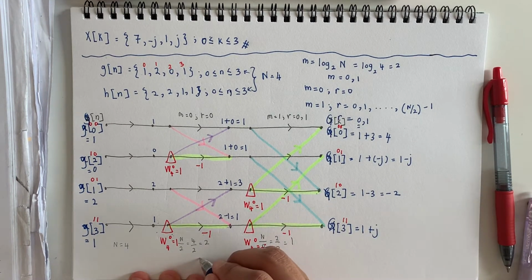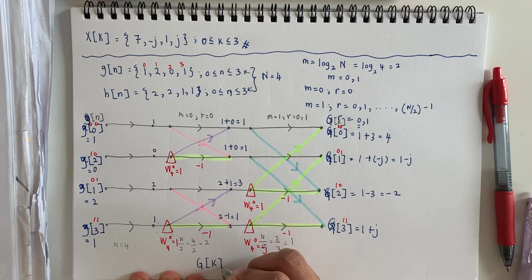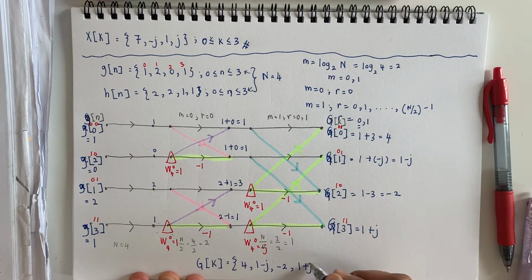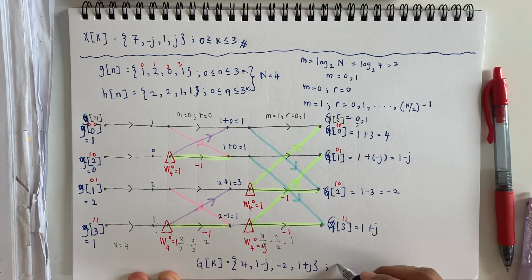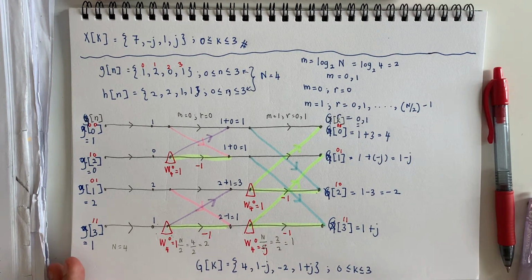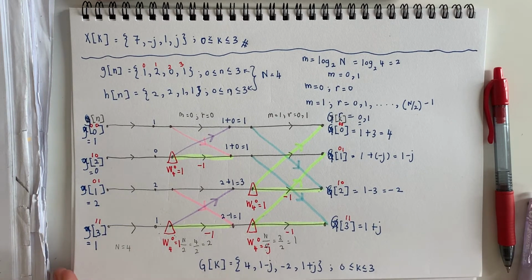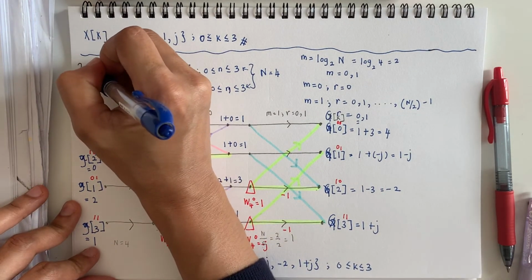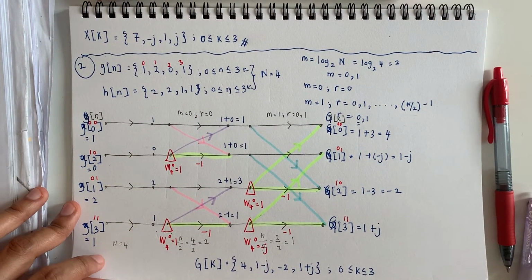So we know that our Gk is equal to G0 is 4, G1 is 1 minus j, G2 is minus 2, G3 is 1 plus j. The range is from 0 to k. You can check with your answer in example 1. You should get the same answer. This is for Gn. Next we do for Hn.